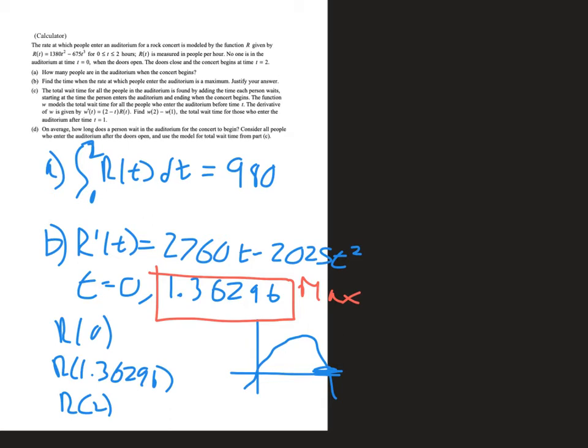Okay. Part C, what's the total wait time? Now this question is a weird one for me because they have this kind of description here. The total wait time for all people in the auditorium is found by adding the time each person waits, starting at the time the person enters the auditorium and ending when the concert begins. That really is more or less useless, in my opinion, for this problem. And usually I feel like the College Board does not give me information that I don't need. But here, I don't really care about that.